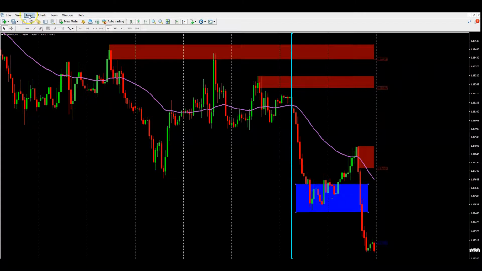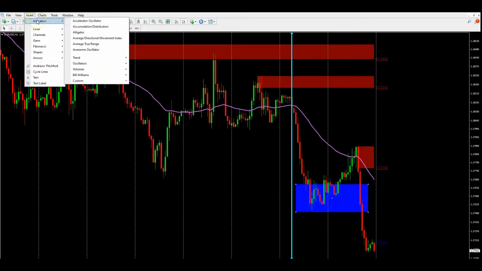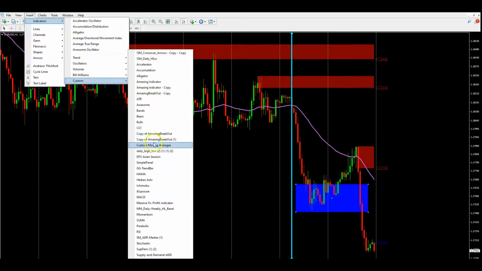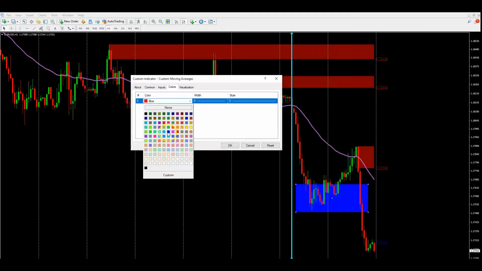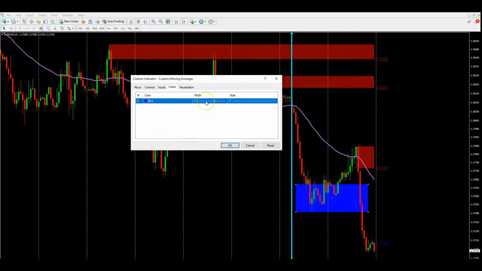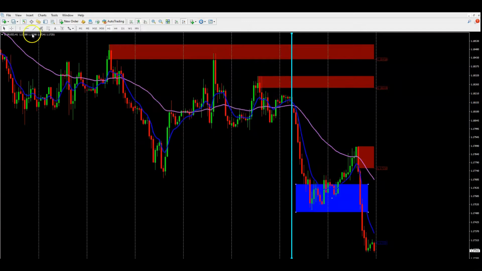So I'm going to go back up here, go to my custom moving average, change this to number 8, exponential and blue. And I'm going to put my width maybe to, I'll put it to 3. And I'm going to click OK for that.